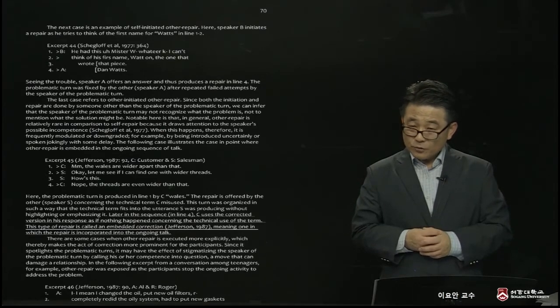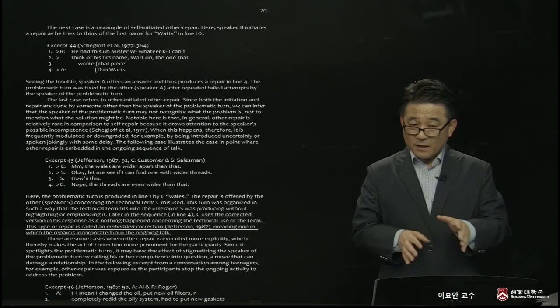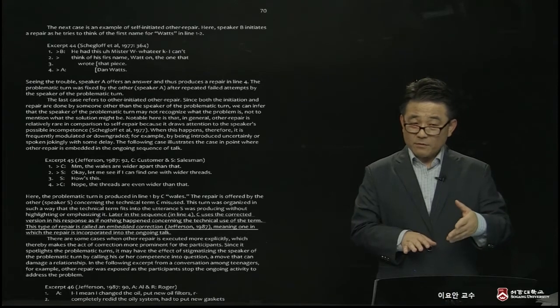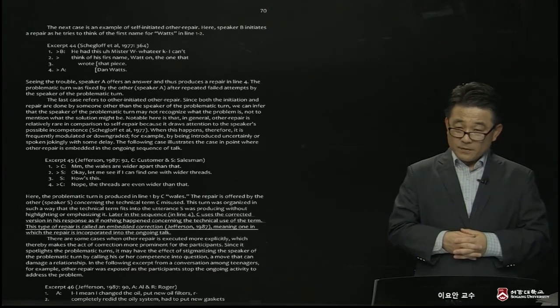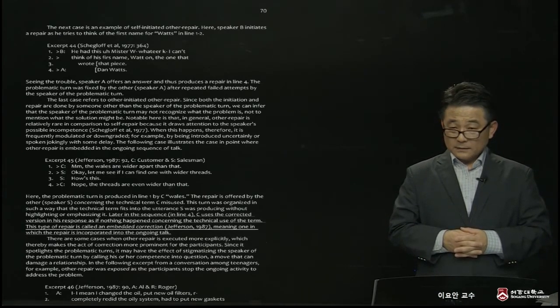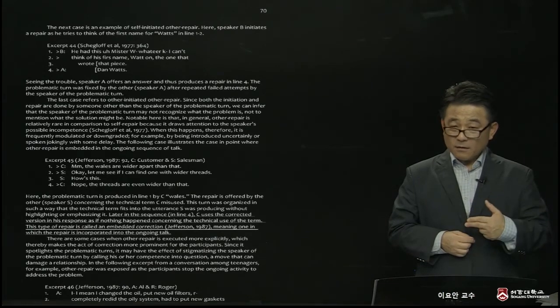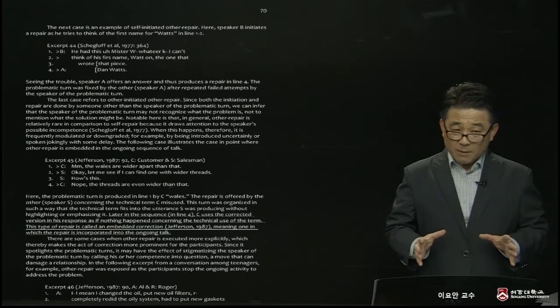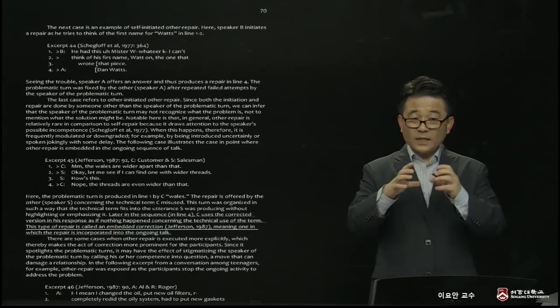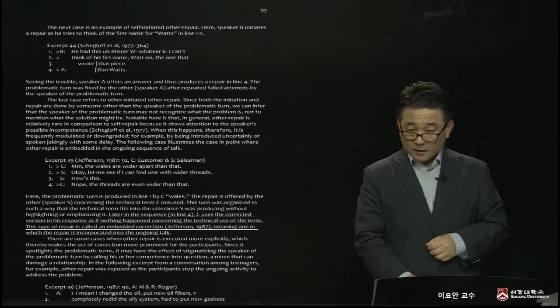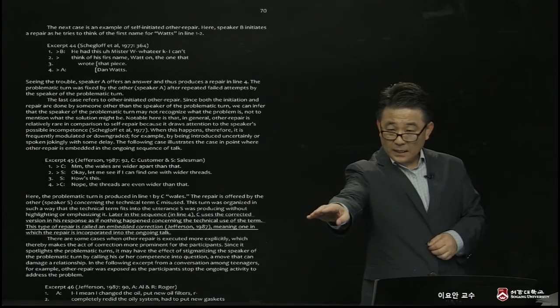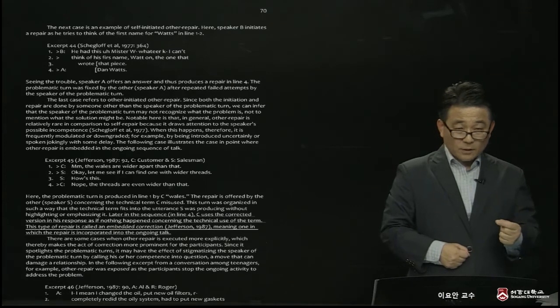But then in line 2, S corrected it. Replace it with thread, wider thread. So initiation and repair were done in one line. So other-initiation, other-repair was done in one turn. But then in line 4, nope, the threads are even wider than that. Now C incorporates the correction in his own turn, as if nothing happened. So repair was embedded in the course of conversation. So it's called embedded correction. Later on, Jefferson in 87, meaning one in which repair is incorporated into the ongoing talk.